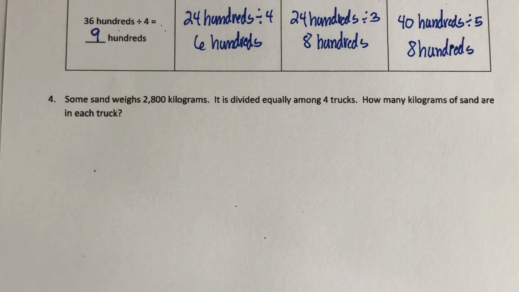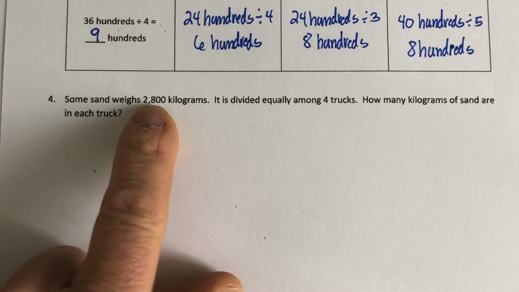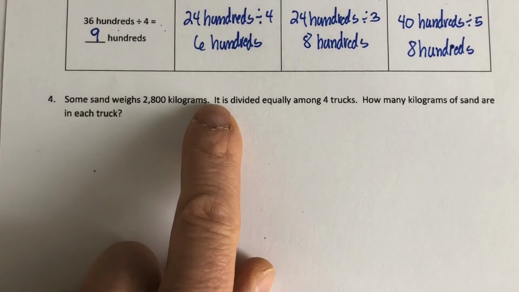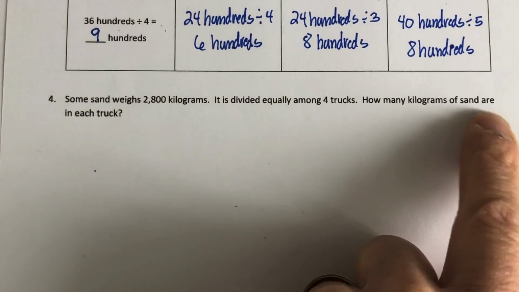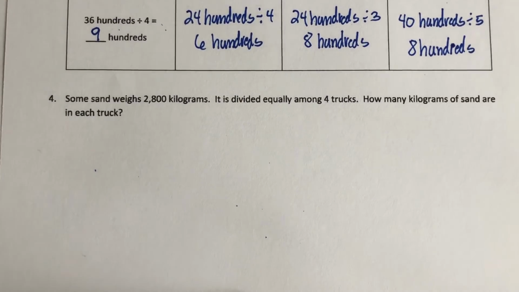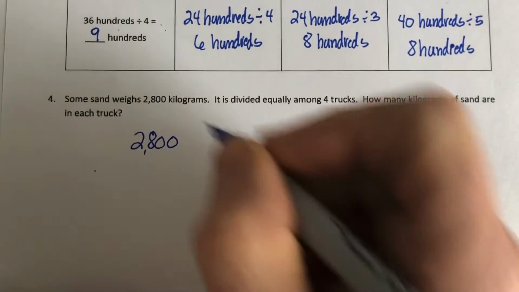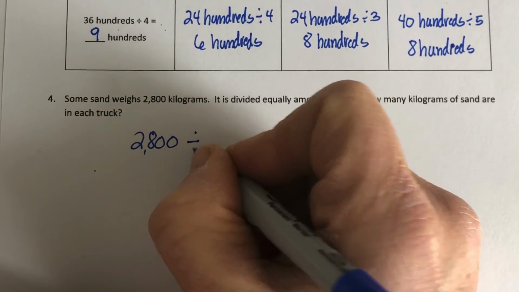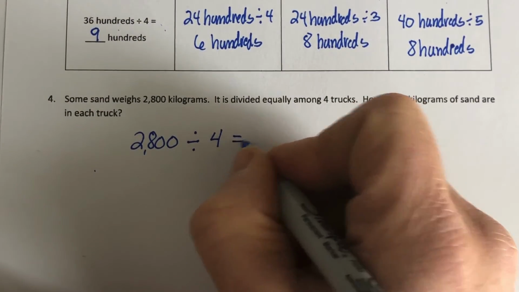Some sand weighs 2,800 kilograms. It is divided equally among 4 trucks. How many kilograms of sand are in each truck? Okay, so I'm going to say 2,800, I'm sorry, that's 2,800 divided by 4 trucks, right? And what's that equal to?